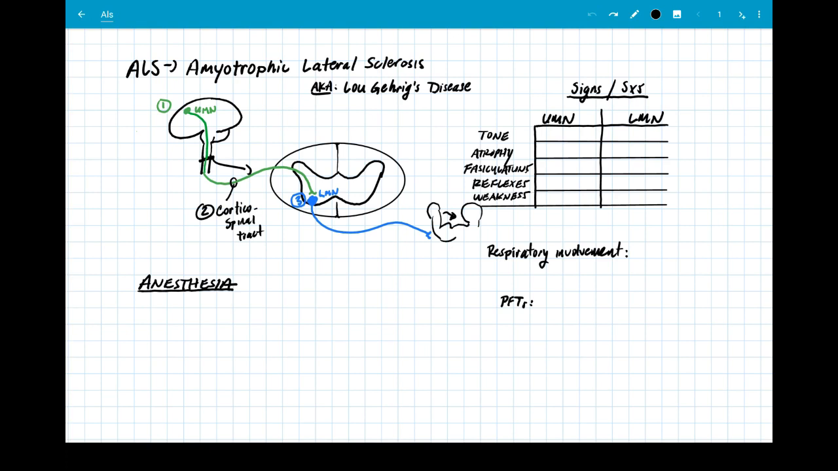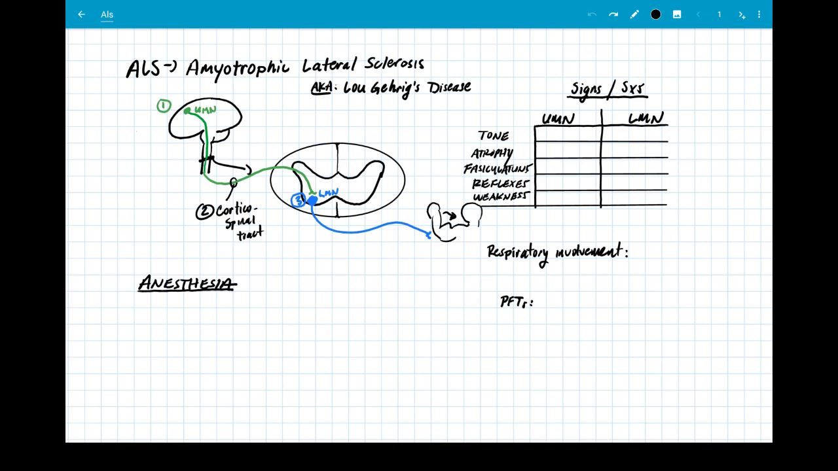Today we're going to have a case lecture on ALS, or amyotrophic lateral sclerosis, also known as Lou Gehrig's disease. We're first going to talk about the pathophysiology, some of the signs and symptoms, some of the signs of respiratory involvement, including PFTs, and then we'll discuss the anesthetic considerations with ALS.